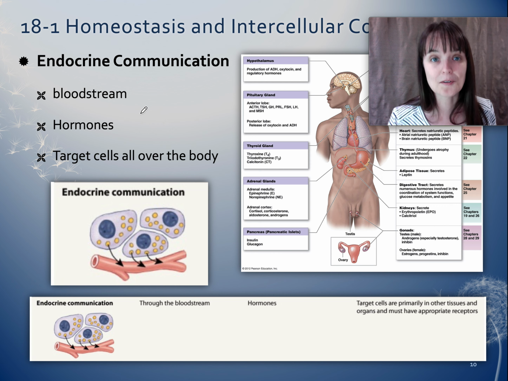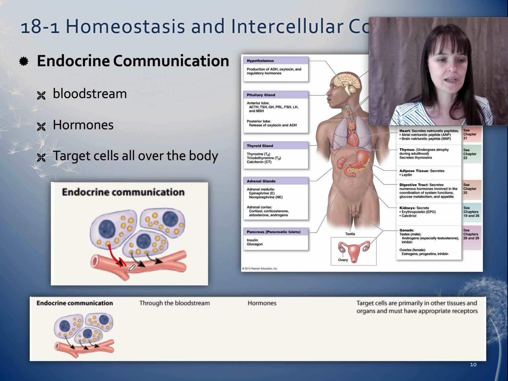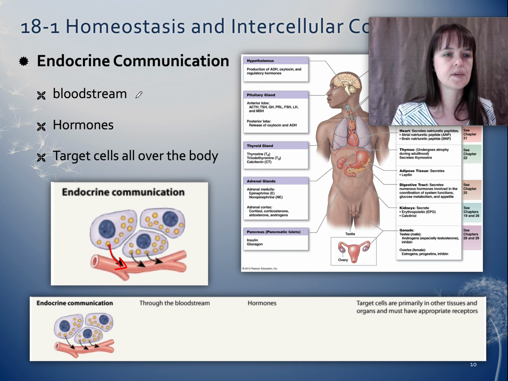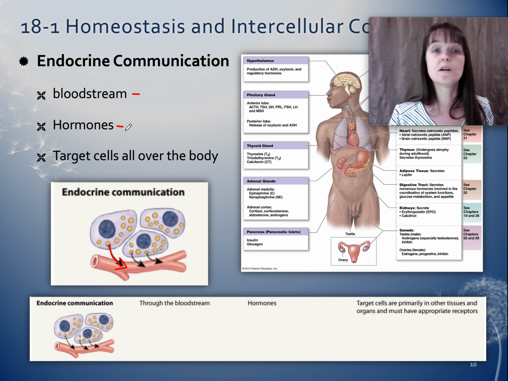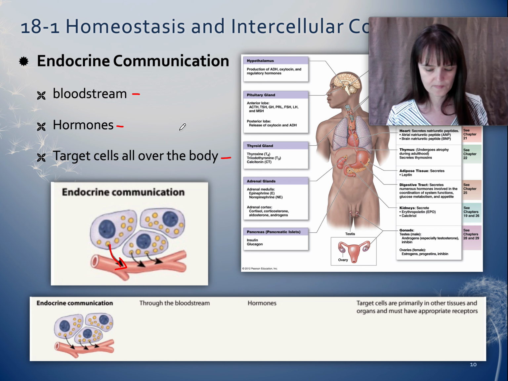Endocrine, and that's what we're here for this test. They're released into the bloodstream. The bloodstream, as you know, goes all the way through the body, almost everywhere. There's a few avascular tissues, but you get the point. And they're called hormones, and the target cells are all over the body. It depends on which hormone.